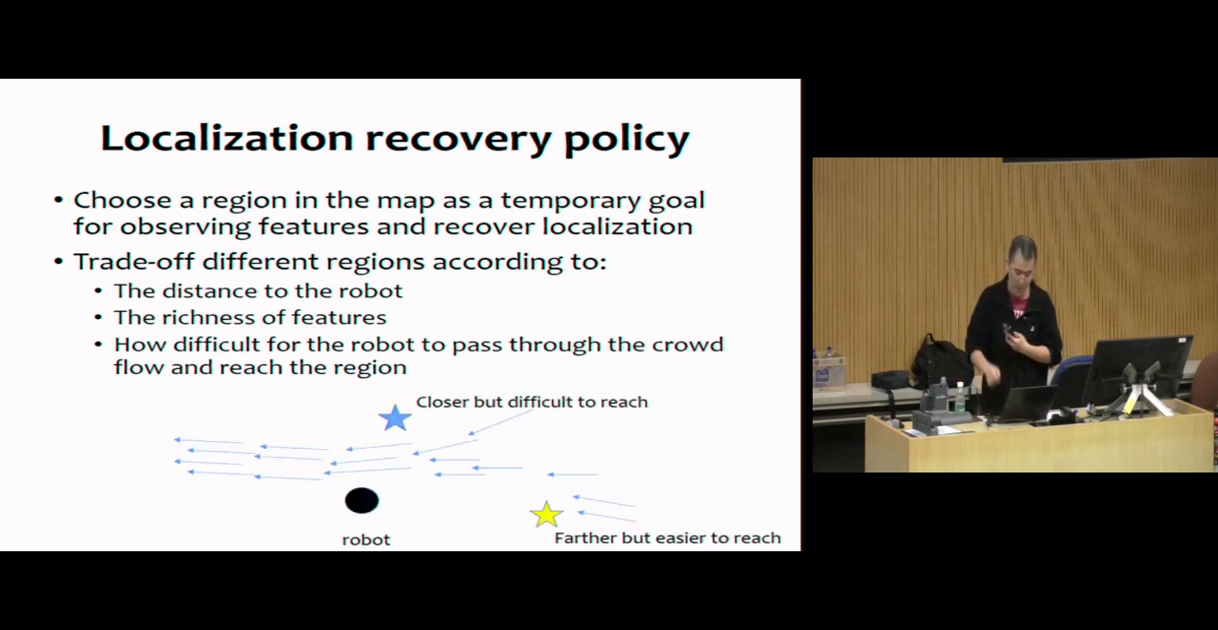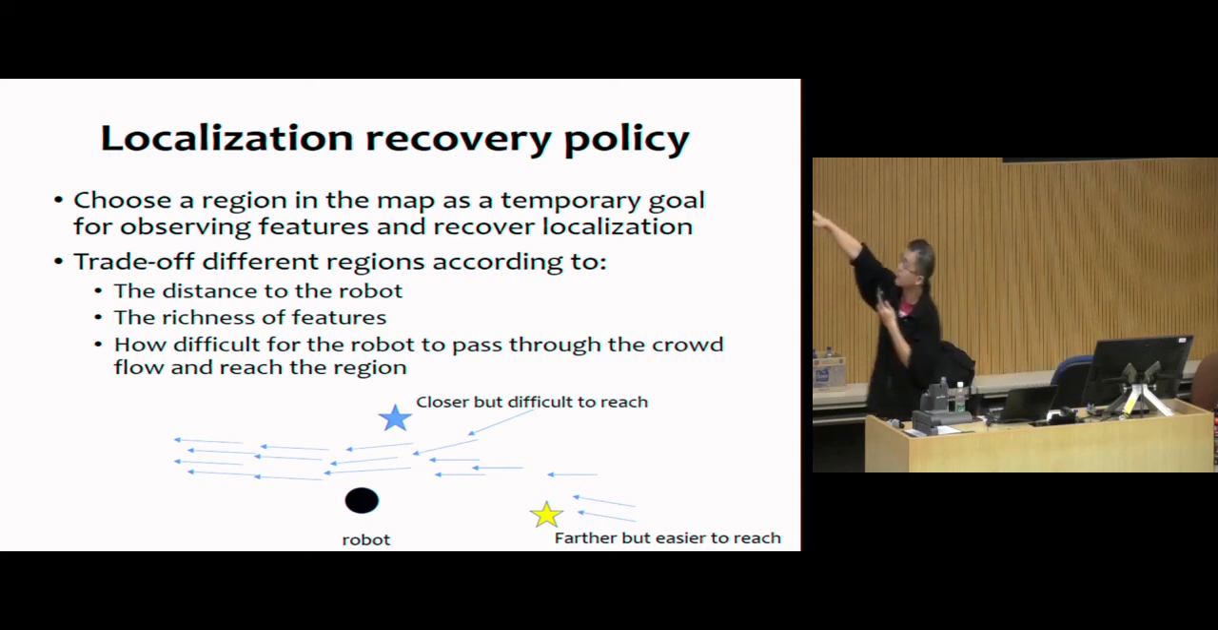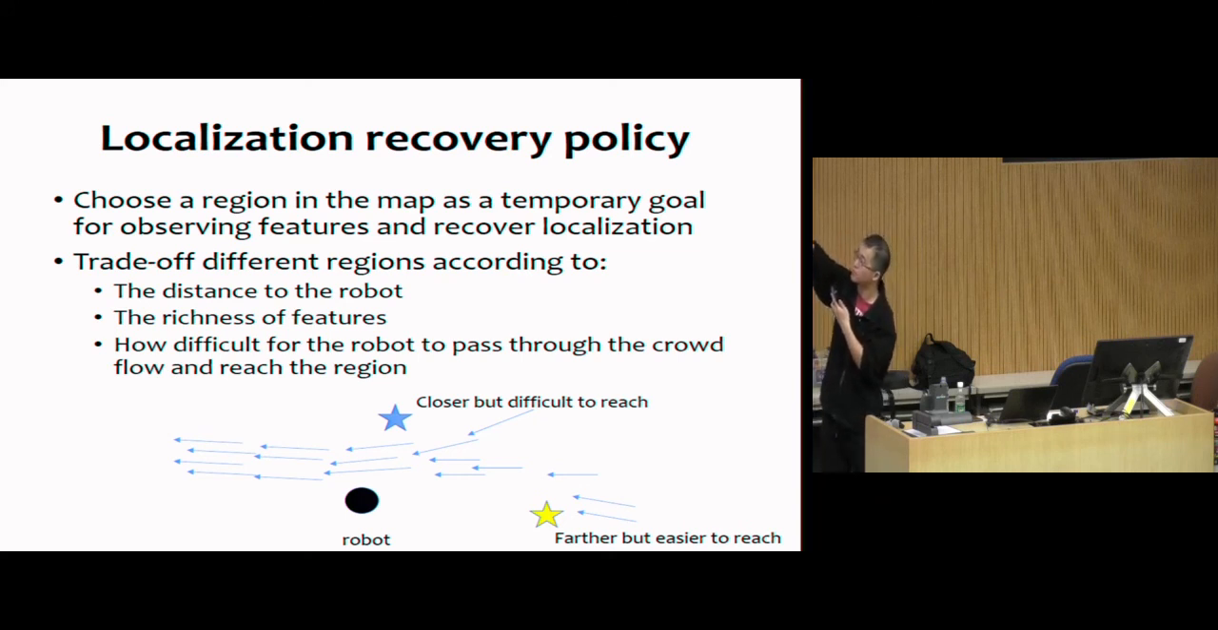The third one is the most important in our case. Here is one example. As you can see, the humans are moving in this direction, and the robot wants to recover its localization. It has two choices, the blue one and the yellow one. The blue one is closer to the robot. However, in order to arrive at the blue one, you need to go through a very dense crowd flow. It is very, very difficult. So for efficiency, you prefer to go to the yellow one to recover your localization.